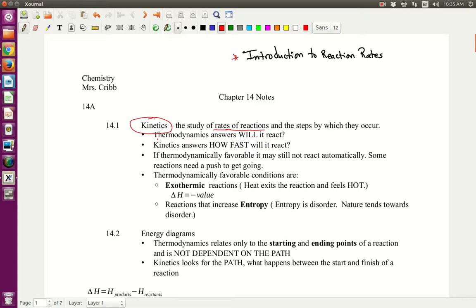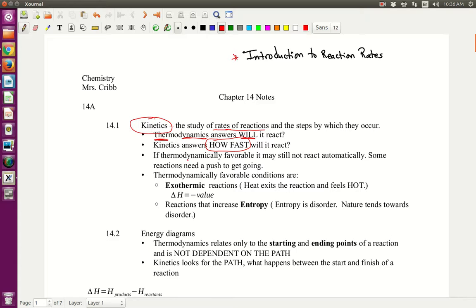Thermodynamics is what we had in chapter 13. Remember, therm means heat, and dynamic means changing. So thermodynamics is the change in the heat of reactions, and it will answer questions like, will a reaction actually happen? Kinetics answers the question, how fast. So there's the difference, okay? Thermodynamics deals with heat changes and will the reaction happen. Kinetics answers how fast. So like, how much kinetic energy do you have? How fast are you moving?